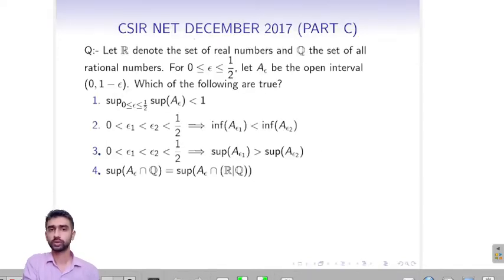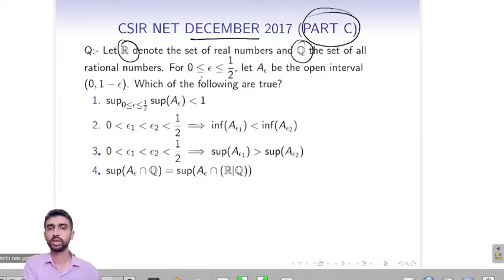Now next question is again from December 17, same exam, but this time it was from part C. So what it says that you have a set of real numbers and you have some set of rational numbers. Now you have this epsilon which is between 0 to 1 by 2, and it is a number which you can take between 0 and 1 by 2. And what is special about that? Then you will define an open interval a epsilon. How? 0, 1 minus epsilon, which of the following is true.